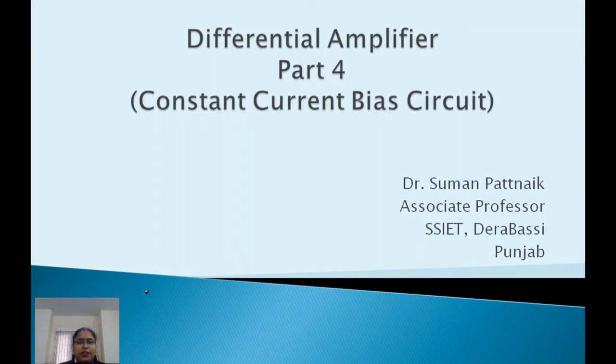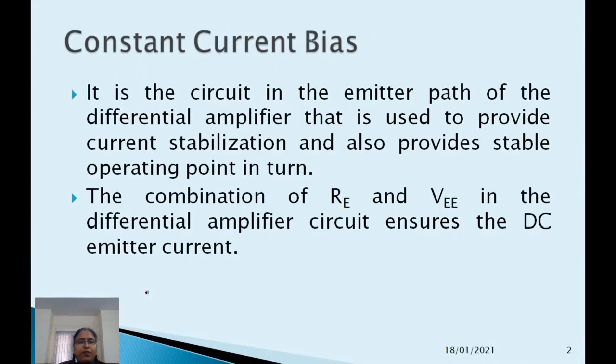Hello viewers, welcome to part 4 of differential amplifiers. In this part we will study the constant current bias circuit that we will be using in the differential circuit to make the emitter current constant irrespective of any changes in it. So let's start with the video.